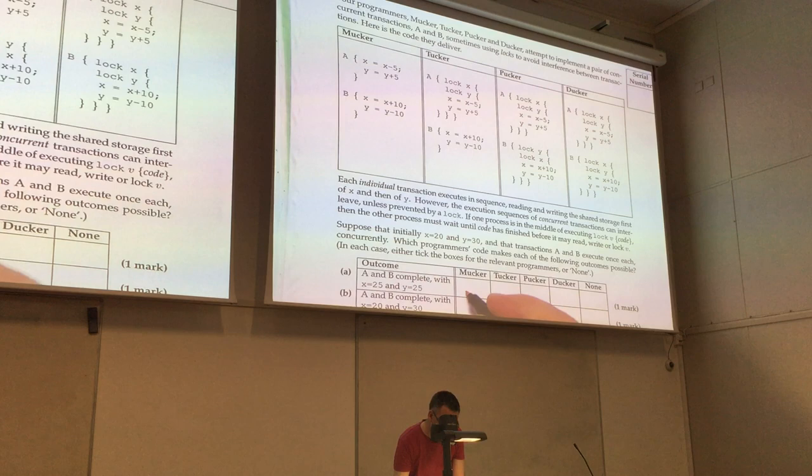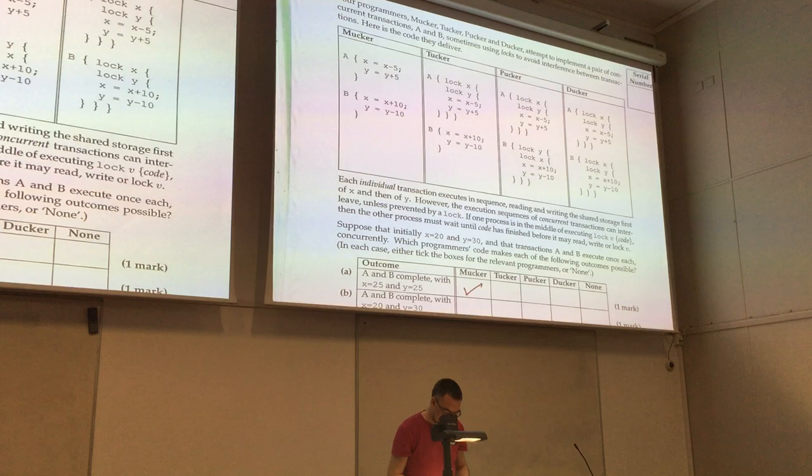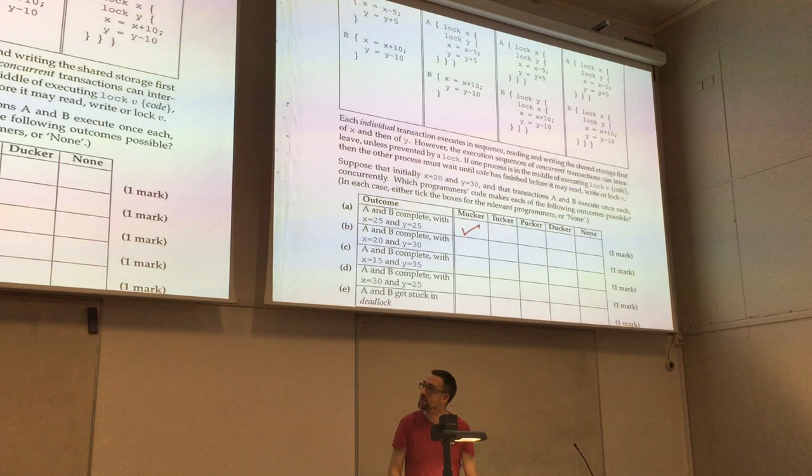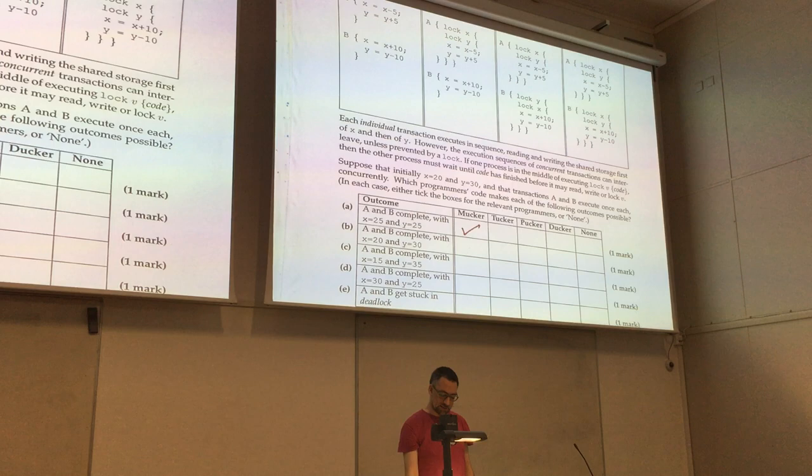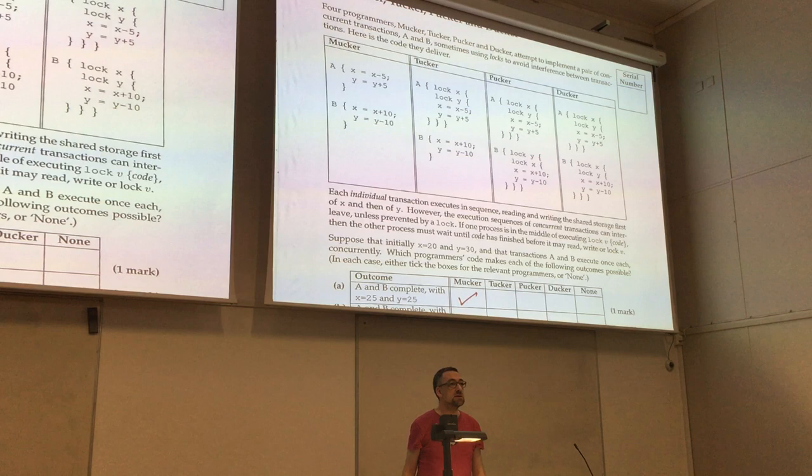So Mucker's code can make that happen. Now, let's see. Part B says, is it possible that A and B complete with X being 20 and Y being 30? That's the same situation we start in. So, is it possible that nothing at all happens? That they run to completion without making any changes?